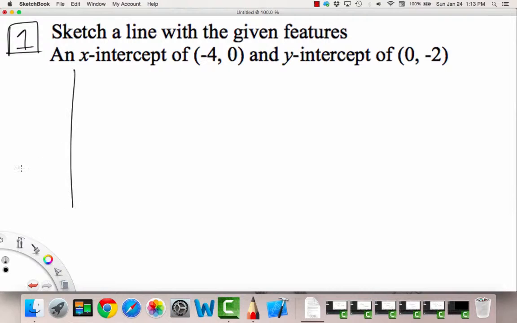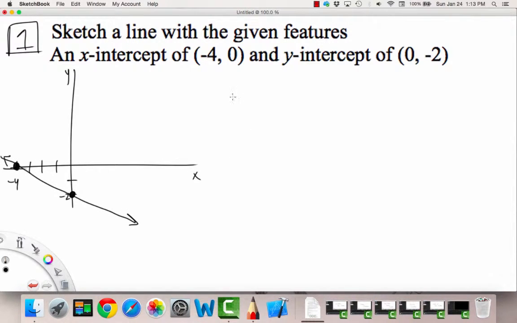So let's do so, and then we'll study the actual properties of this line. So here's x and here's y, and I actually drew that wrong, but anyways, 1, 2, 3, 4 in the negative direction, and then 1, 2 in the negative direction on y. So if we graph those 2 points, we have (-4, 0) and (0, -2), right? And then we just simply draw our line, and there it is. That's the sketch of our line.